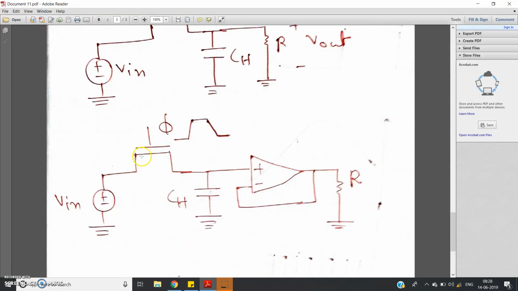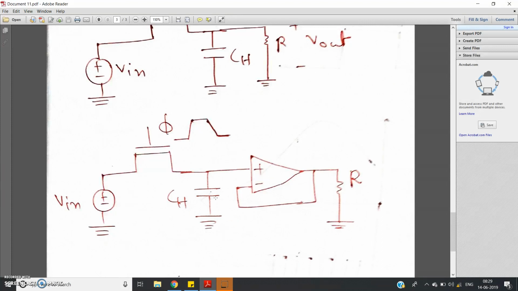See what will happen. When phi is not equal to 0, that is when the gate voltage is equal to VDD, this NMOS switch is on, and the input will simply pass to the capacitor on the right hand side, and you will get voltage across the resistor. But when phi is equal to 0, this NMOS switch is an open circuit, so no voltage can pass from input to output. So the capacitor will hold that particular voltage.